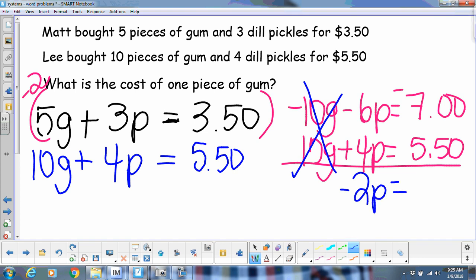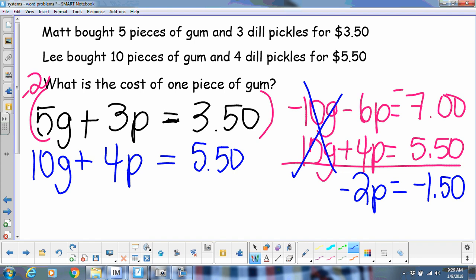All right. So here we go. We got $7 minus 550, right? Is $1.50. Everybody with me? Okay, now we're going to cut $1.50 in half, right?